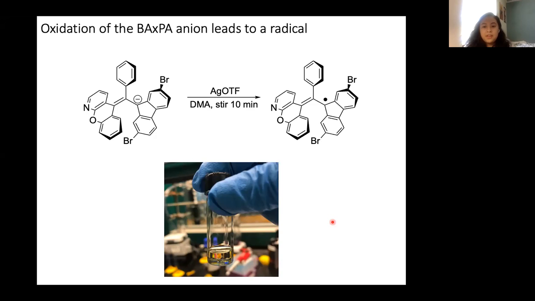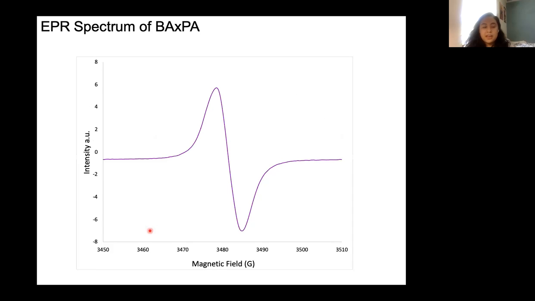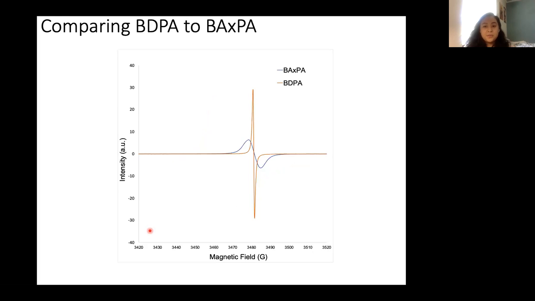It turned from a very beautiful purple inky color to this horrible pale yellow. And I took a spectrum of it, which means that there was a radical present, that I have successfully created a radical named BAxPA. However, once I compared it to the BDPA spectrum, I saw that there were a couple of differences.